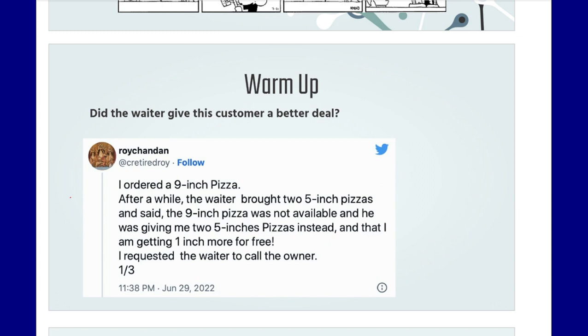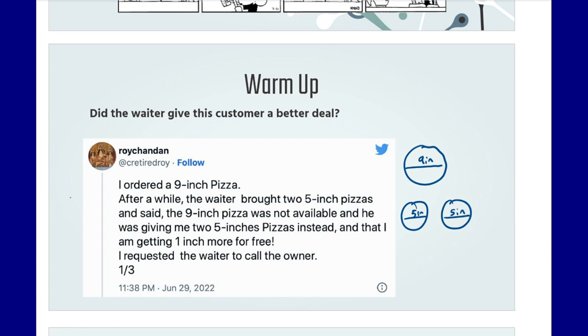What might you look at instead? Remember, we're dealing with pizzas. We measure it, so we're talking about 9 inches in diameter. We're talking about two 5-inch pizzas. If we're just looking at length, then yes, we have an extra length of pizza. But do we have more pizza? What might we be looking at?